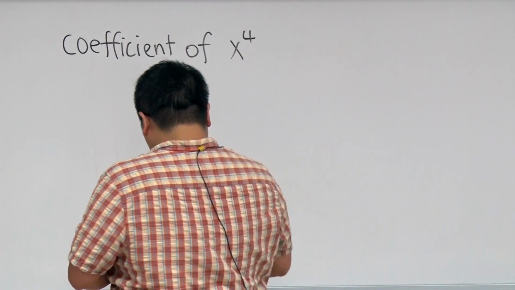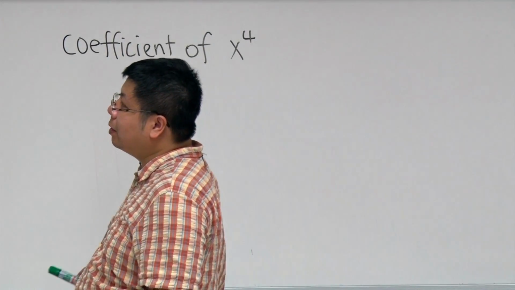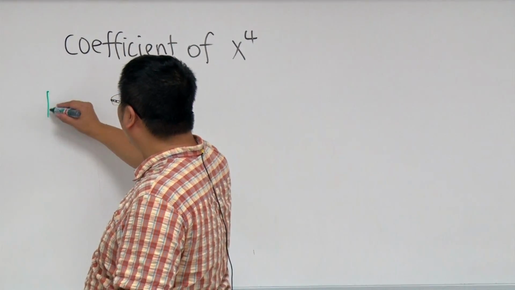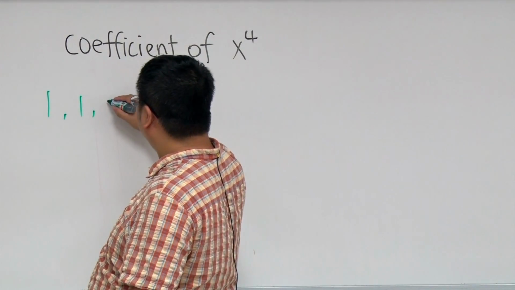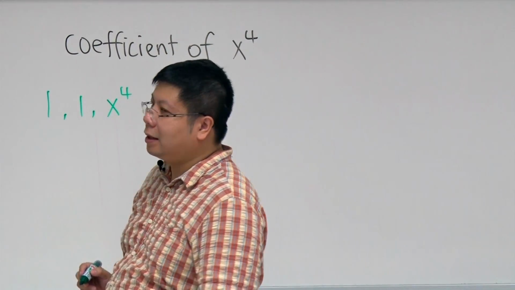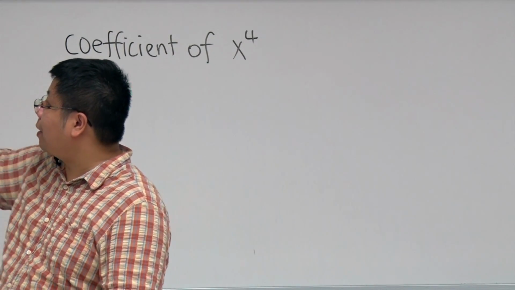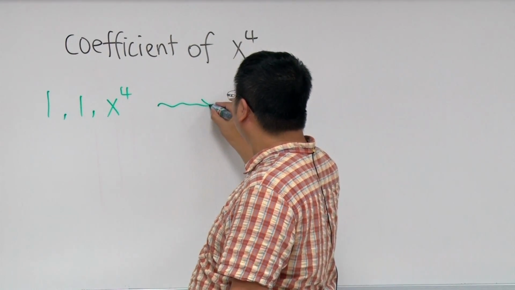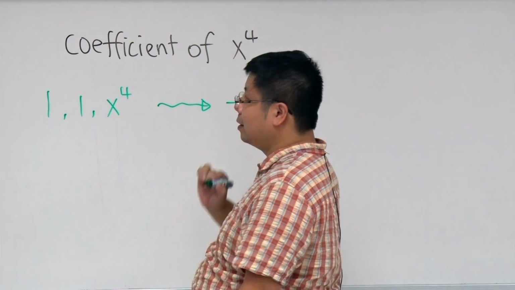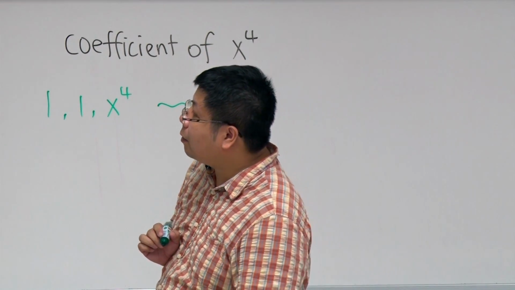Okay. So how many cases are there? So we can have 1, 1, x^4. Then we get x to the power 4, right? And then in that case, 1, 1, x to the power 4. And then for this one, we get negative 1. Is that okay? And then what else?